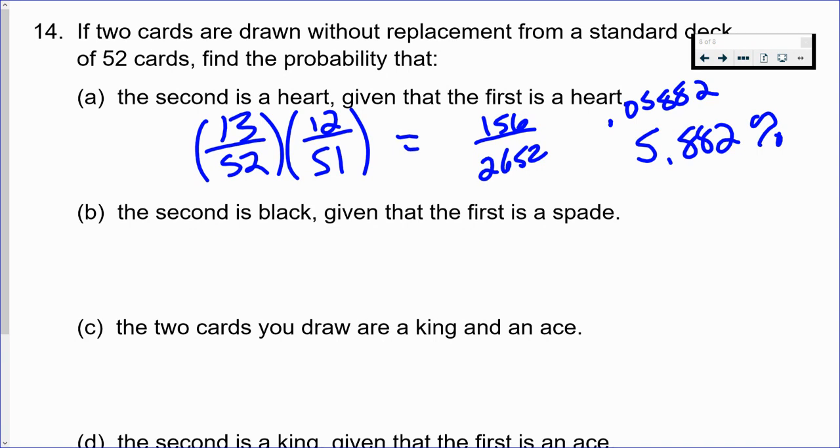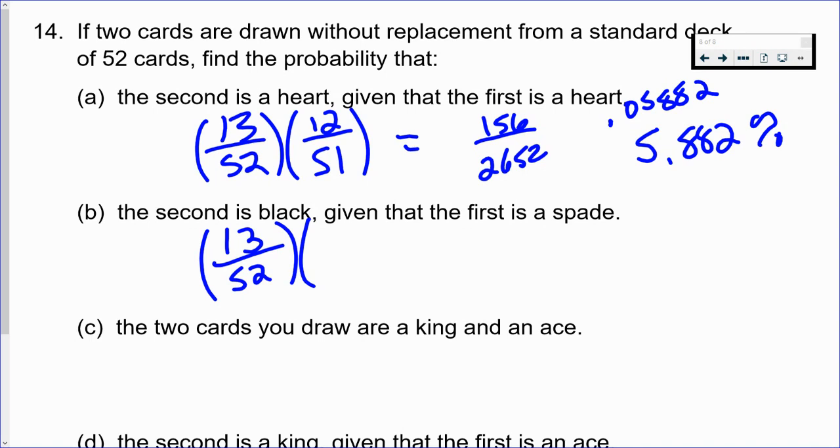Find the probability that the second card is black given that the first is a spade. Okay, so first is a spade. Let's start with that one. There are 13 cards that are spades. Okay, each suit has 13 cards. 13 cards that are a spade. Now the second one, we want it to be a black card. Well, we just said we drew a spade. That is a black card.